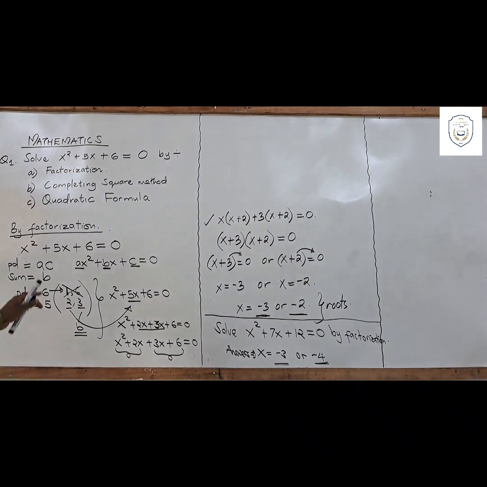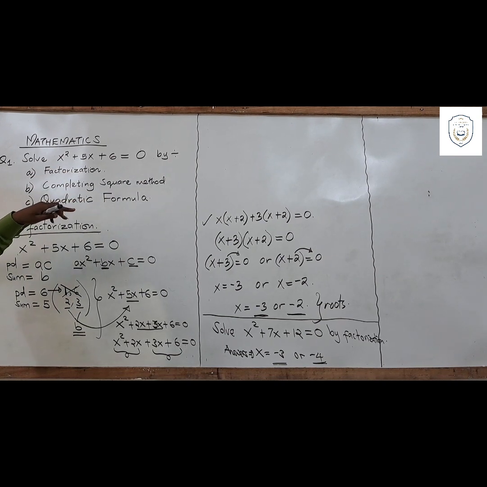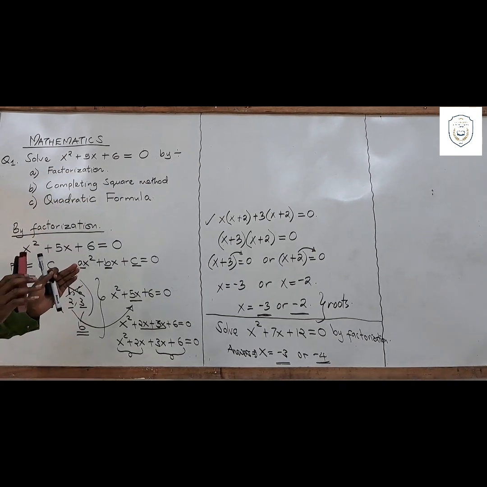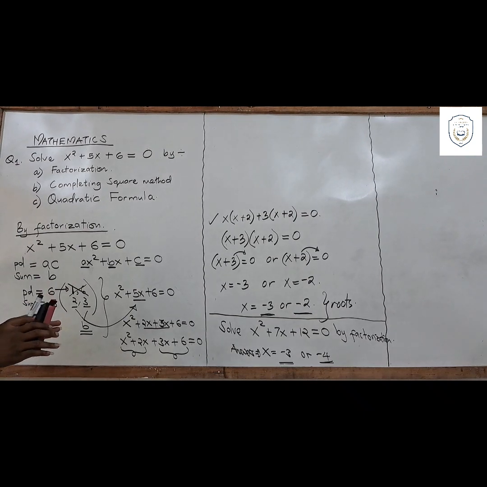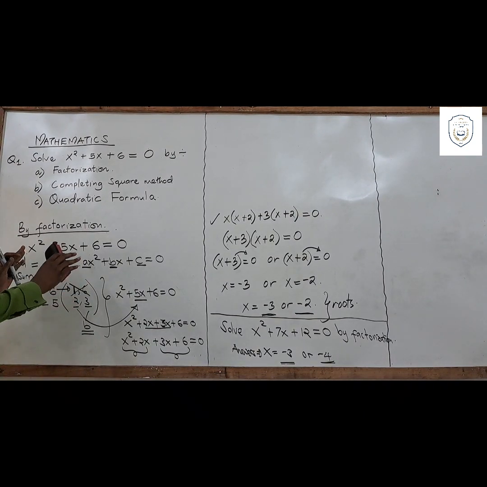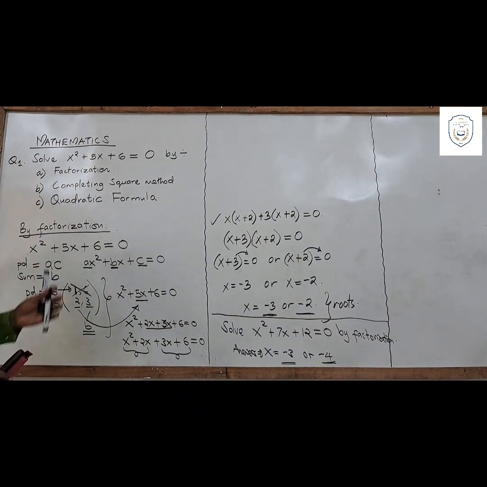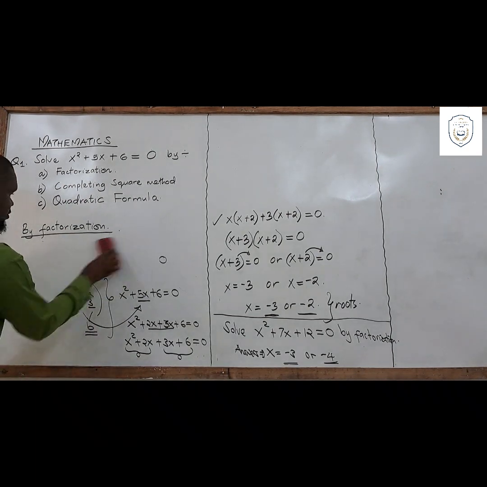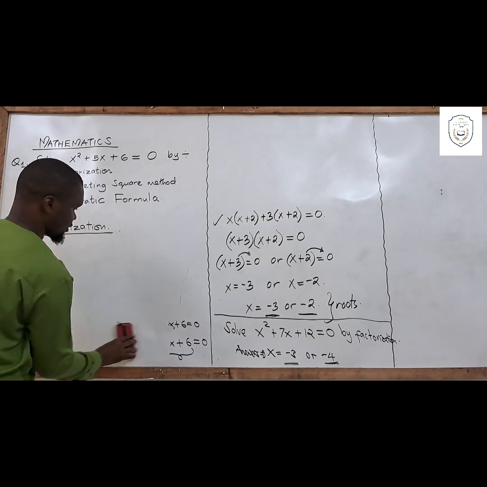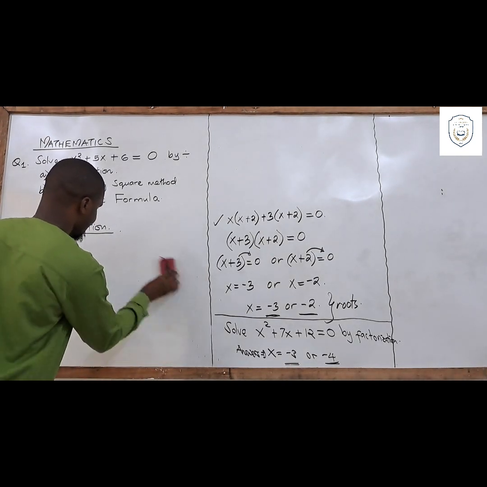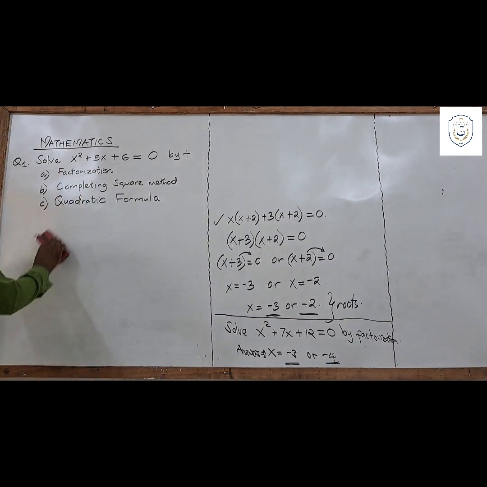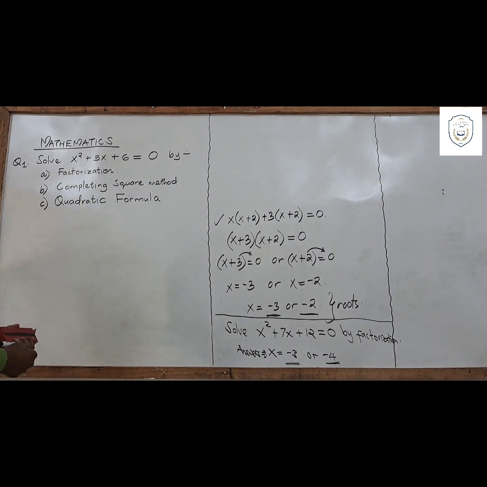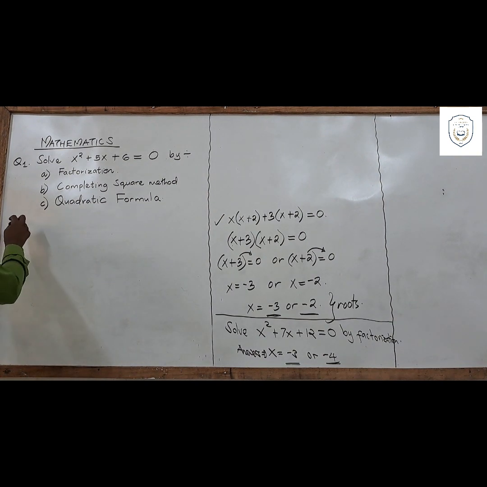Now, remember we said it's supposed to be the factorization method, the completing square method, then the quadratic formula. So these methods must all give us the same values. I would want to wrap this up and start the completing square method. It is a bit different from the other one, but we get the same values. It cannot give us different values. So let's go to the completing square method.